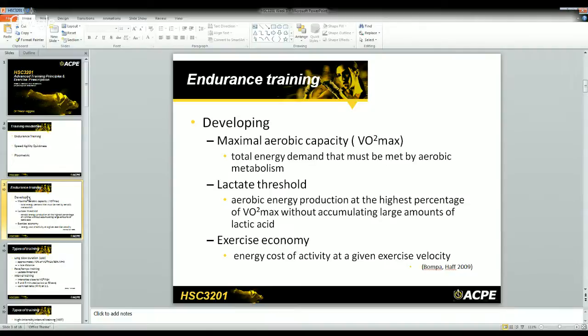And also it develops your exercise economy. In other words, your energy cost to do a given movement actually decreases as the adaptation occurs. So if you're running 4-minute Ks, and your fitness develops, you maintain that 4-minute K as you're using less energy to do it as your adaptation occurs. And these all enhance performance.